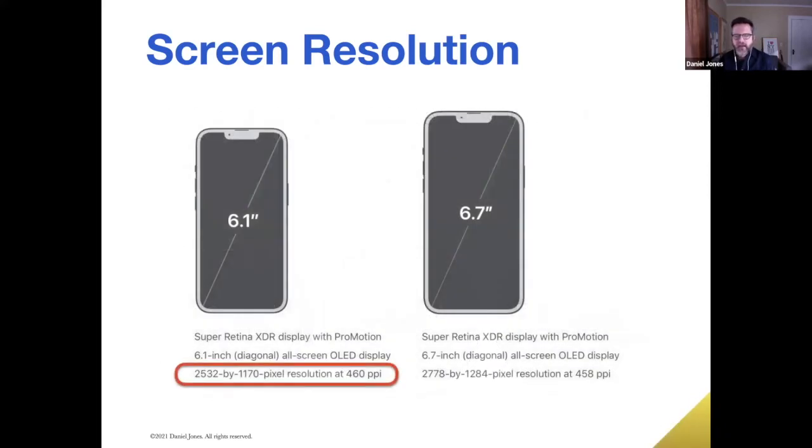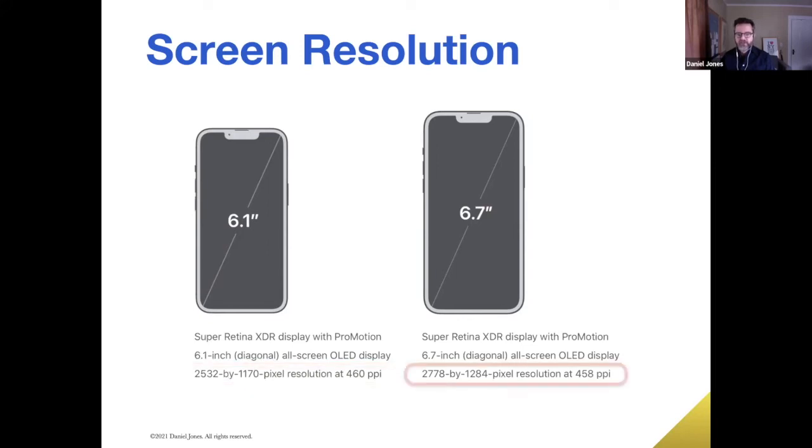So if we're looking at these two smartphones side by side, this one has a pixel density of 460, so it's 2532 by 1170 pixels that make up that screen. This one is a larger screen, so it has more pixels that make up the screen.